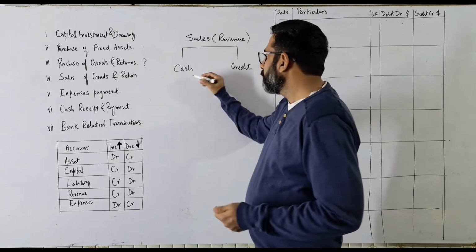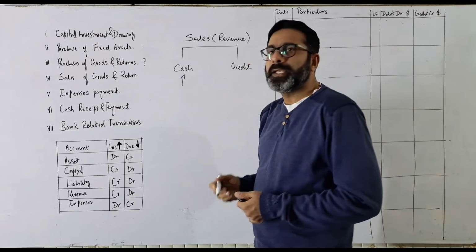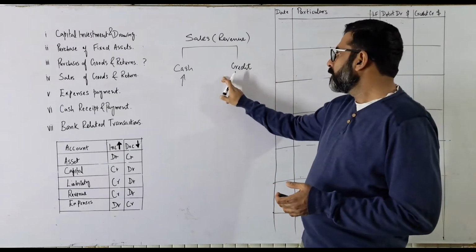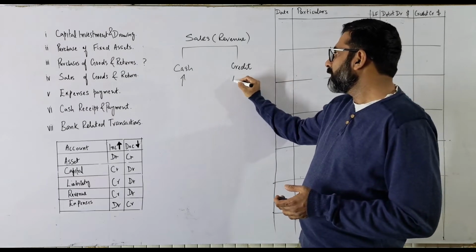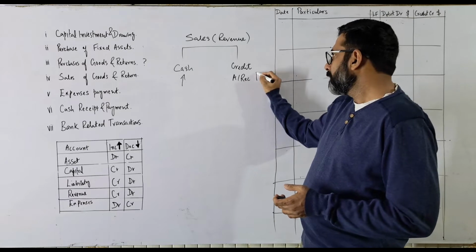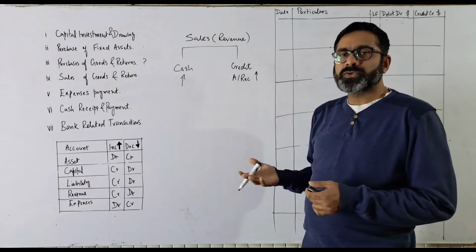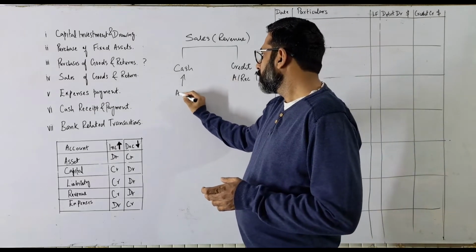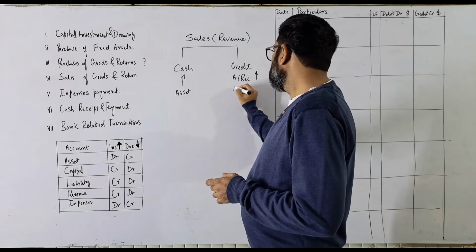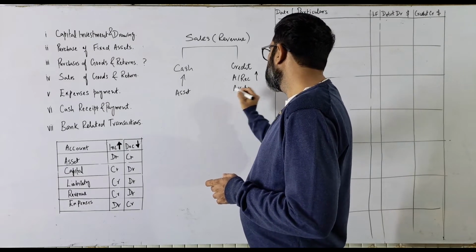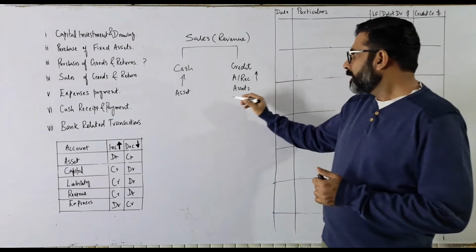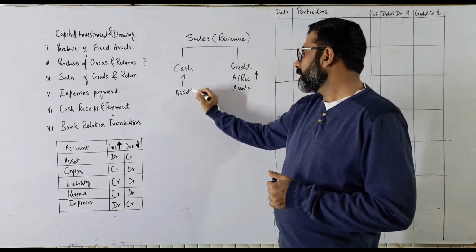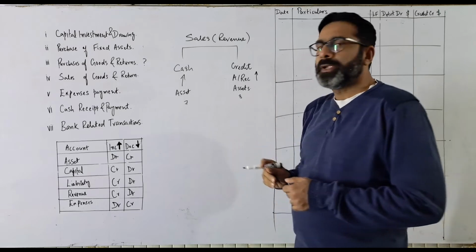Immediately you are receiving the cash, so the cash is increasing. But if it is not on the cash basis, it is on the credit basis, it means that the account receivable is increasing. Account receivable is also called a current asset or simply an asset. So the cash is also an asset and account receivable is also an asset. So in both cases the assets are increasing. This is the first effect. So we can say this is transaction number 7 and this is transaction number 8.